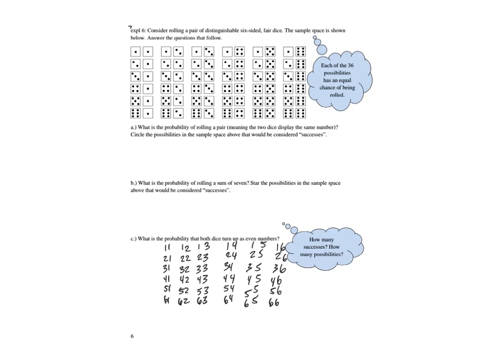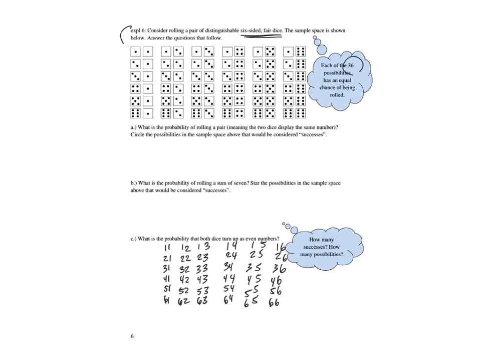All right, on number 6, we're talking about rolling 2 six-sided fair dice. The sample space is shown below. So if you think about it, you can get a 1 on the first die, right? A 2, a 3, a 4, a 5, or 6, and a 1 on the second die, right? Or you could do a 2 on the second die, or a 3. So you should be able to see how you can basically get all of these 36 possibilities when you roll 2 dice.